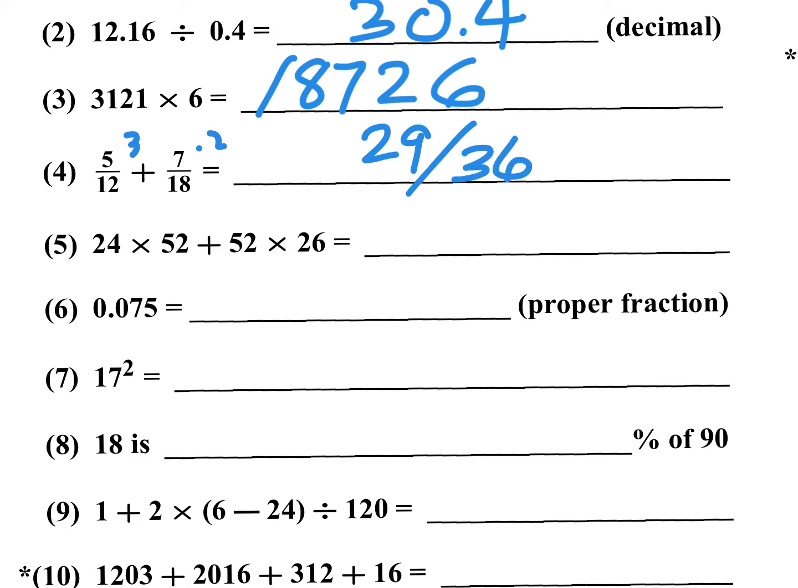Number 5, you're going to have a 52 here and a 52 there, so we can factor out a 52. I'm going to write some notes here just to show what we're doing, but you cannot write this out. You can only write the answers if you're familiar with the number sense contest. 24 plus 26 is 50. 50 times 52.